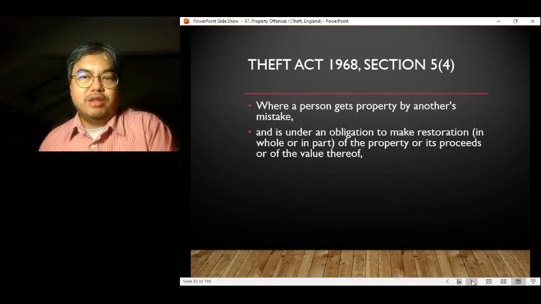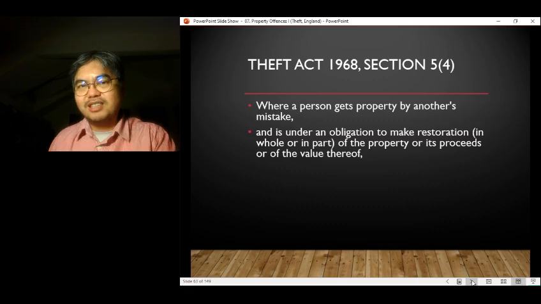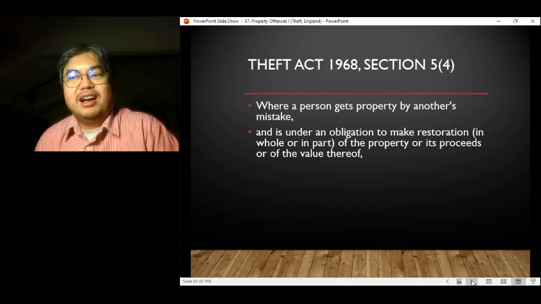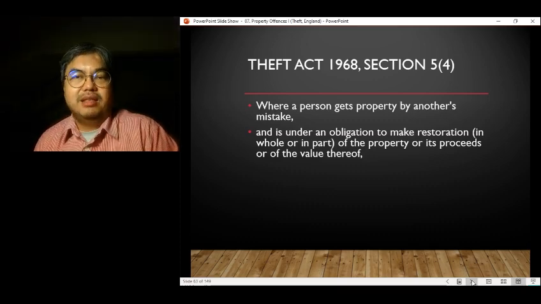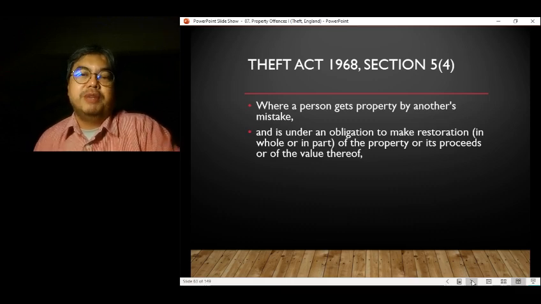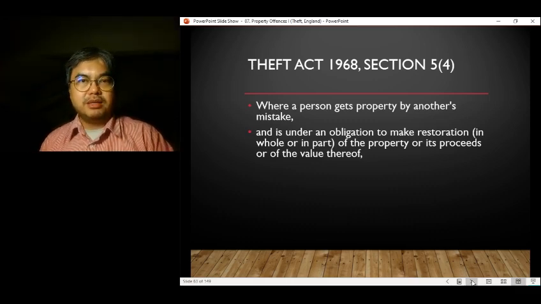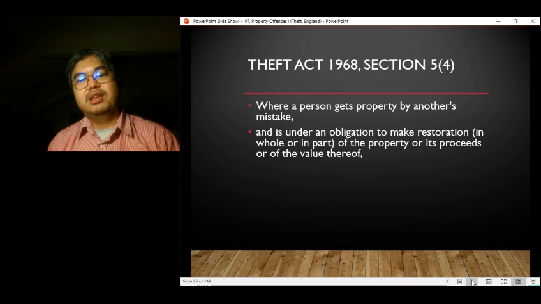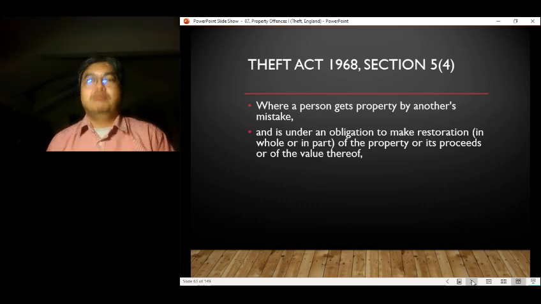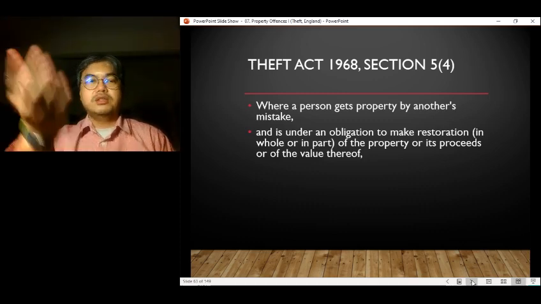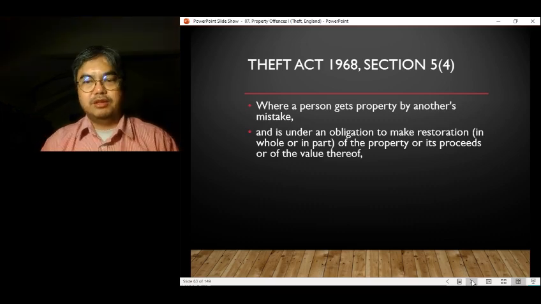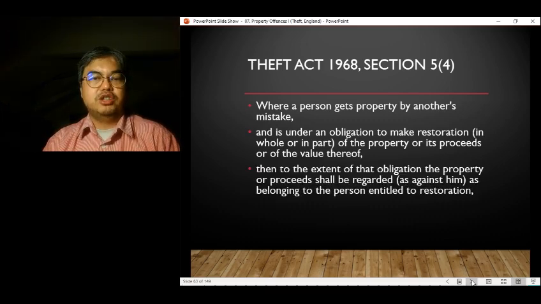So are you under an obligation to make restoration in whole or in part of the property or its proceeds or value thereof? Yes. Okay, I know some of you say, no, let's just go, right? That's not right morally and legally. You are under obligation to make restoration in whole or in part. Well, not in whole, right? Because out of the 20 ringgit that you receive, 10 ringgit belongs to you. So in part of it, the other 10 ringgit, you are under obligation to give them back. Hey, I'm supposed to get 10 ringgit and you gave me 20. So here, take back 10. So you are under obligation to make restoration.